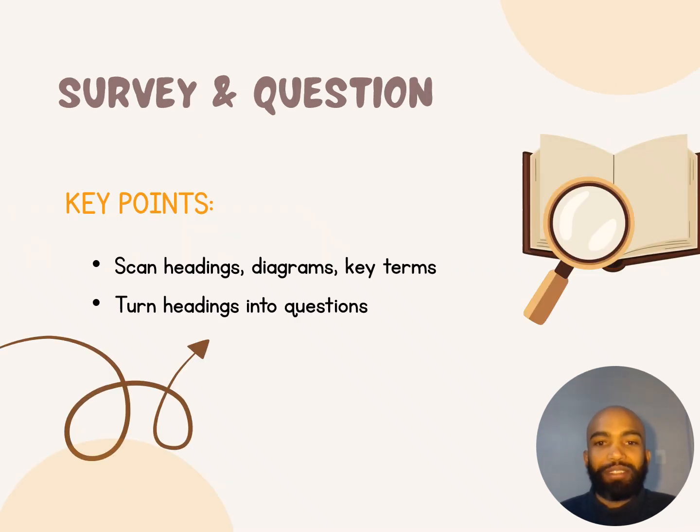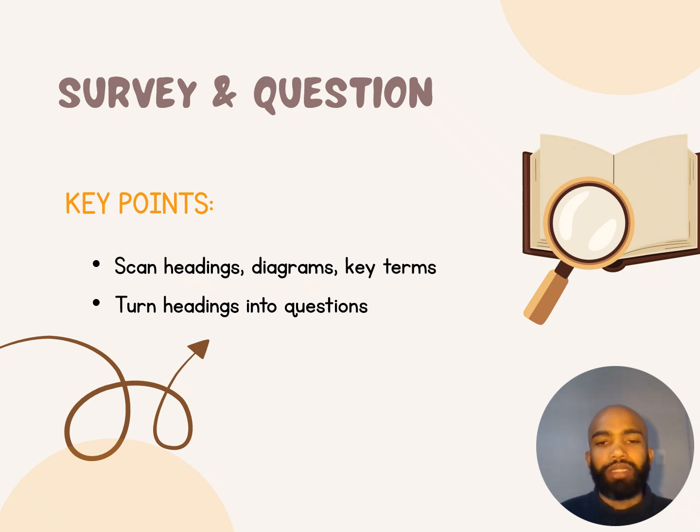Let's begin with the first step, survey. When you pick up a textbook or study notes, you don't just start reading from the very first word. First, you'll take a minute to look over the main features of the text. This is like taking a quick bird's eye view. Take a glance at any headings, subheadings, diagrams, and summary boxes. Notice any bold words or important terms like definitions, and look at any graphs, tables, or illustrations.